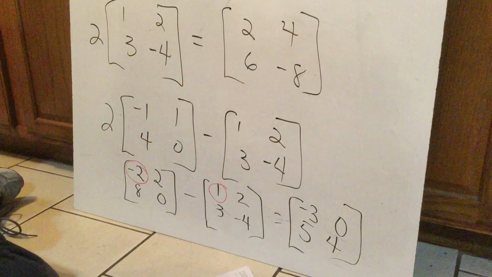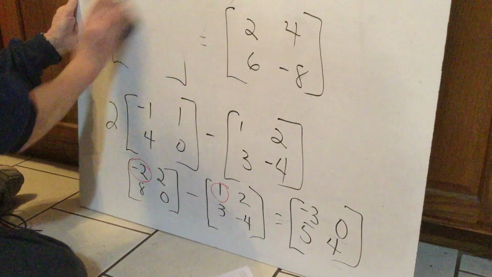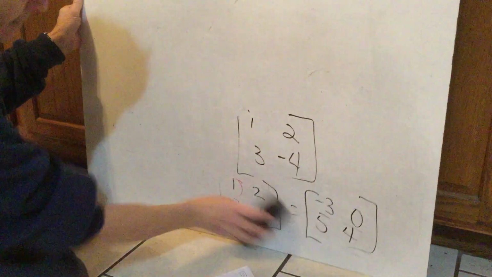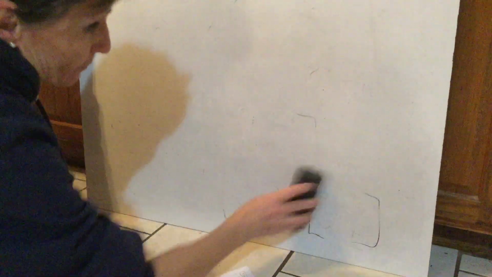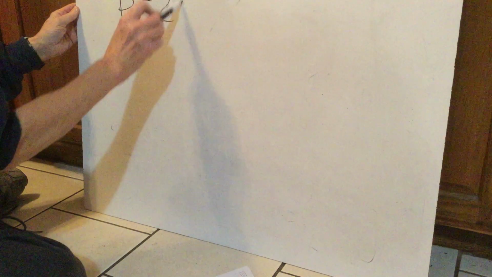All right, that's F. Now we're ready for G. G says, I'm going to do B minus 2A.